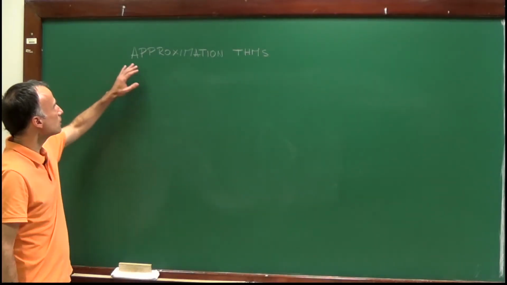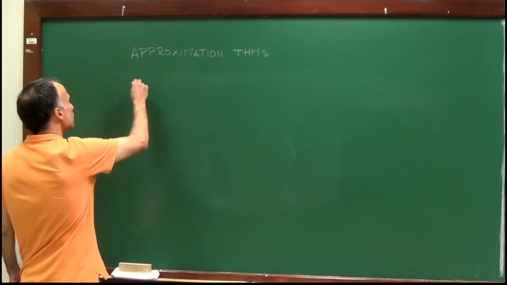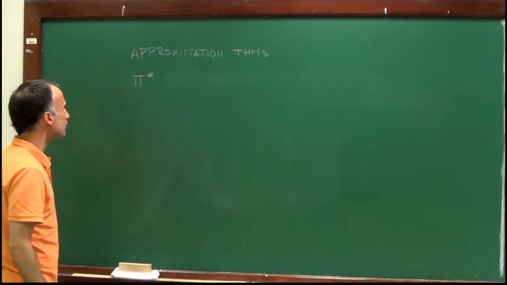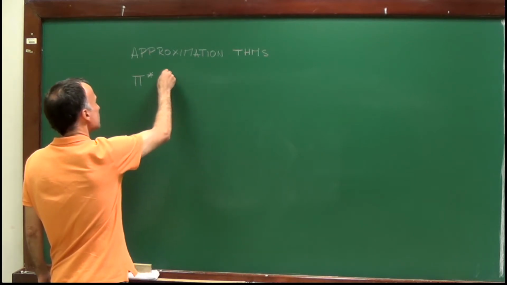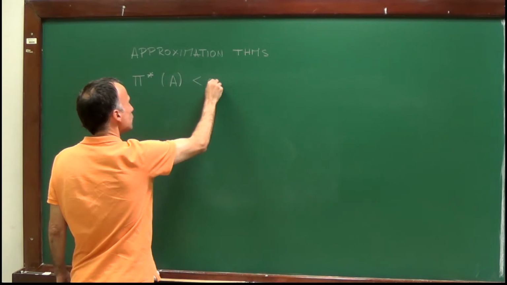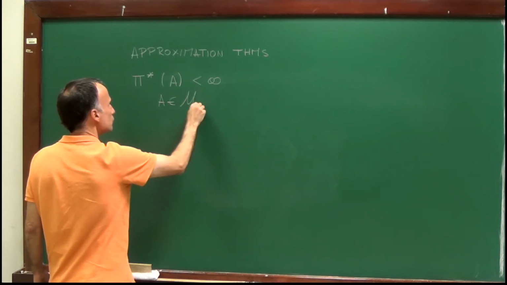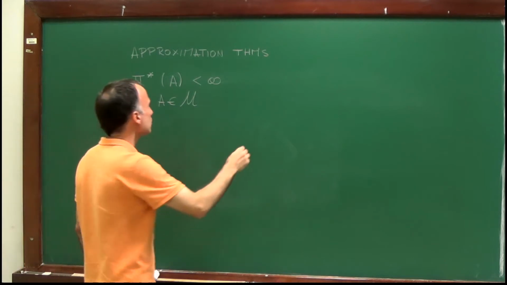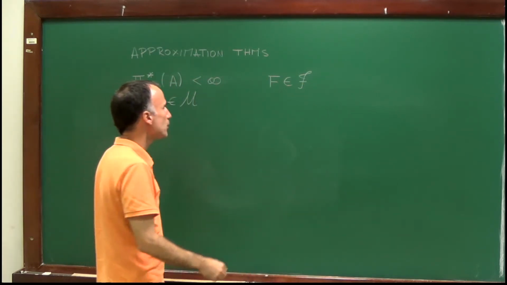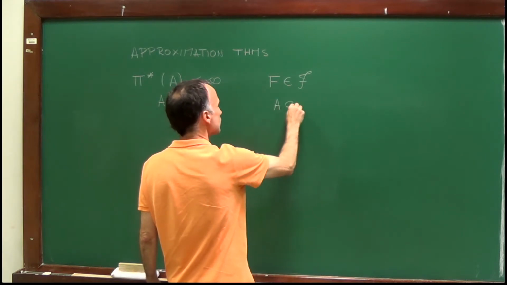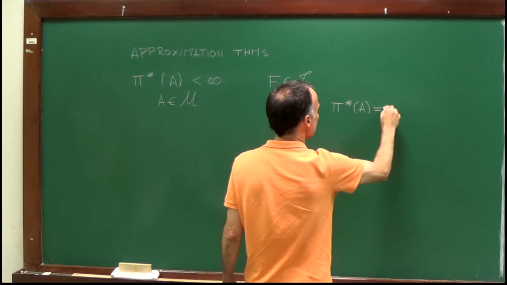So today we will discuss some approximation theorems. We have seen in previous lectures that if I represent by P star the outer measure associated to some measure which is defined in an algebra, and if we have a set, let's say A, whose outer measure is finite and such that A belongs to the class of measurable sets, then it's always possible to find a set F in the sigma algebra generated by the algebra, such that the set A is contained in F, and the set A has the same outer measure as F.